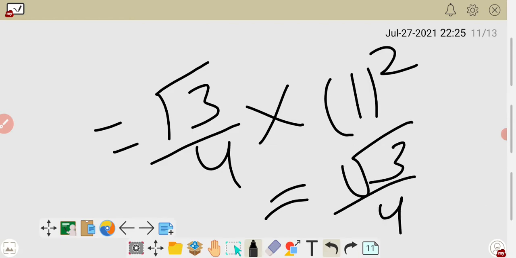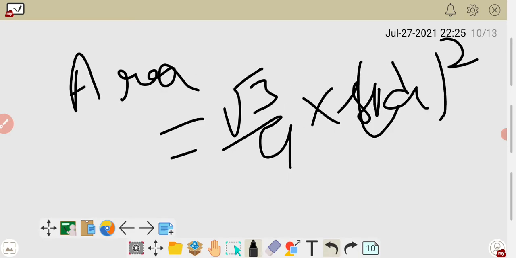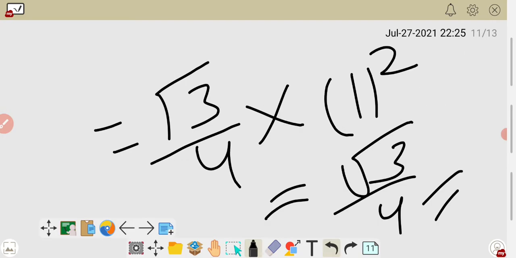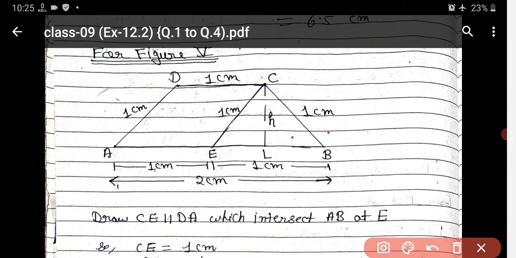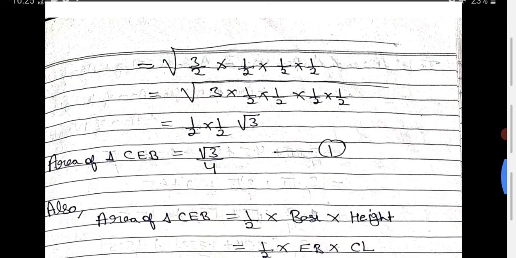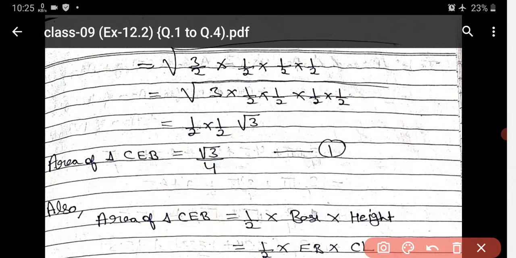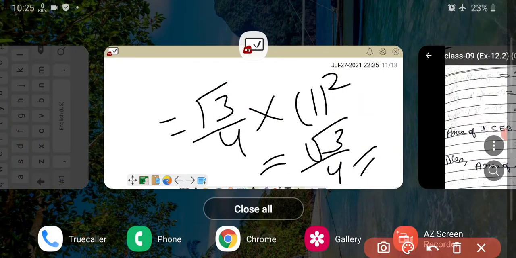So you will get here only under root 3 by 4. When you multiply by 1, you get the same number. So what is the area? Under root 3 by 4. So if you know the formula for the area of the equilateral triangle, then you can apply this formula also. You will get here the answer, root 3 by 4. If you don't know, just apply Heron's formula. So for this triangle CBE, the a side, b side, all are equal. I'm just applying Heron's formula. When I apply Heron's formula, I will get the area is under root 3 by 4 only. So in that question, I get root 3 by 4, and by that method I also get root 3 by 4. Both we get the same answer.